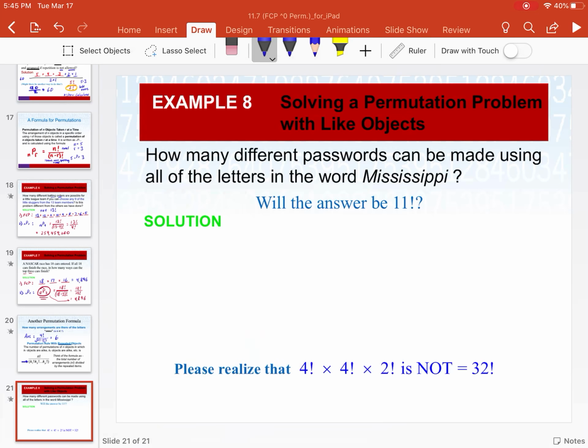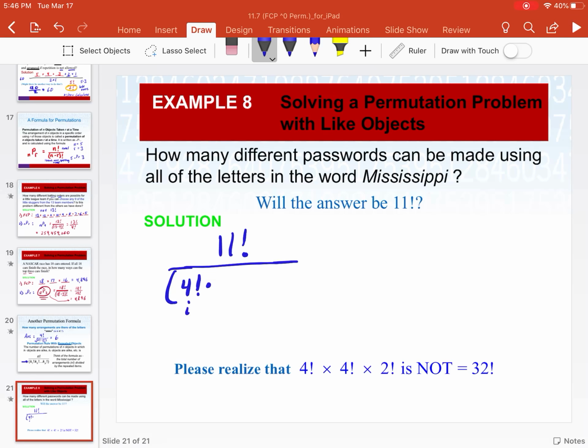Okay, so let's see. So we know there's 11 total, but because there's repetition and a lot of repetition, okay, I've got to divide out all the repeated letters. So let's start with the I's. 1, 2, 3. So there's 4 I's. And I got to do 4 factorial because it's all the different places the I's could appear in the words that would not be distinguishably different. It'd look the same. So I have to divide out by the number of places the I's could appear.